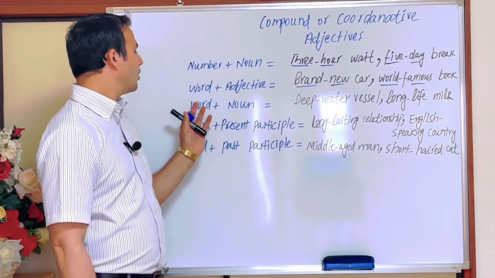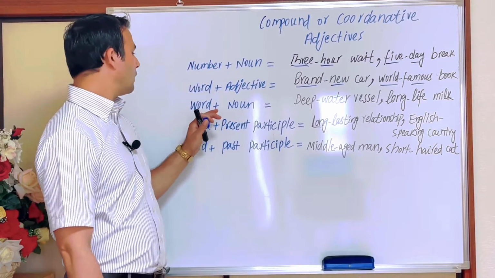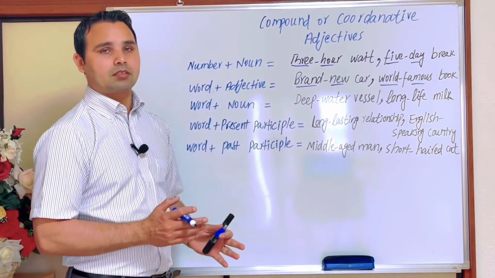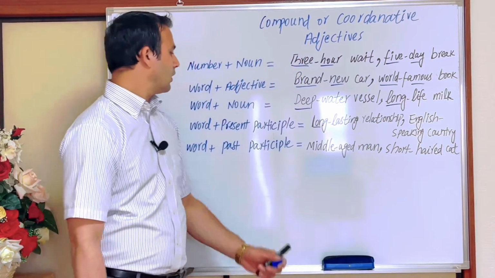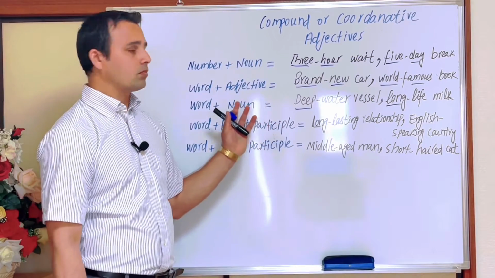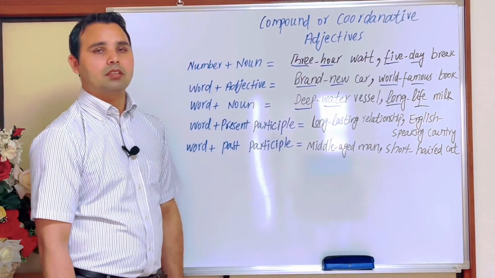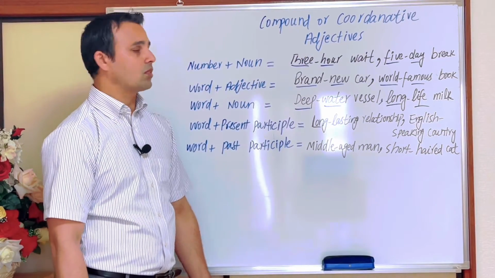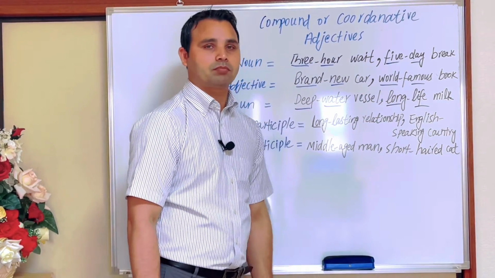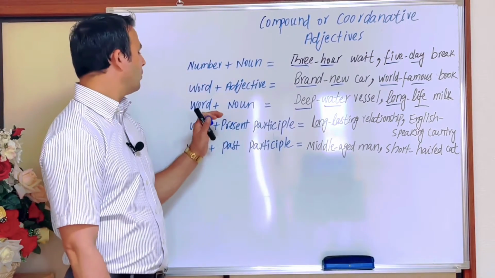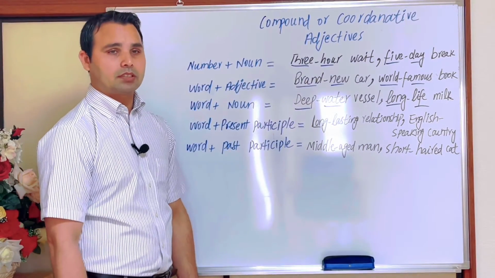The next example, we can make the compound or coordinative adjectives by putting the word and noun together. The word is deep, the word is long, and when we put the noun with the word like water or life, we can make compound or coordinative adjectives. For example, deep water vessel, long life milk. In these examples, we have put the word and noun together, and we have made compound or coordinative adjectives.